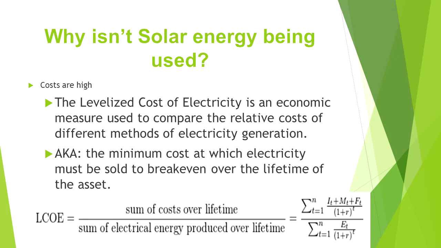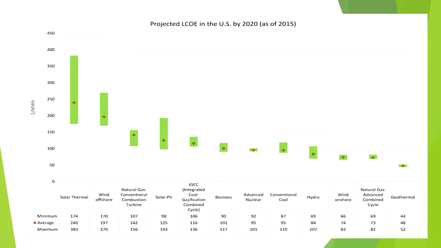The levelized cost of electricity is a measure used to compare methods of electricity generation. In other words, it is the minimum price at which electricity must be sold to break even over the lifetime of an asset. In this case, the asset is solar energy. You can solve for it using the equation on the slide. This chart shows the LCOE for various resources.